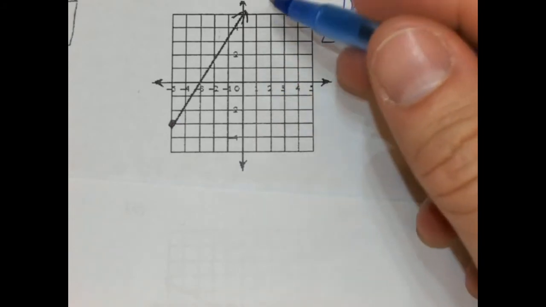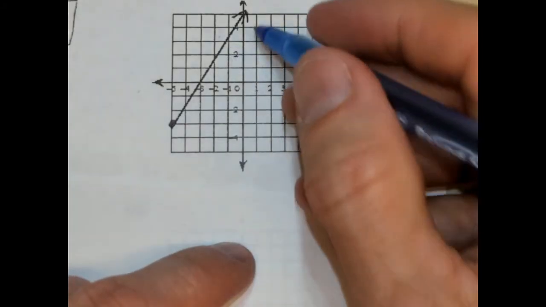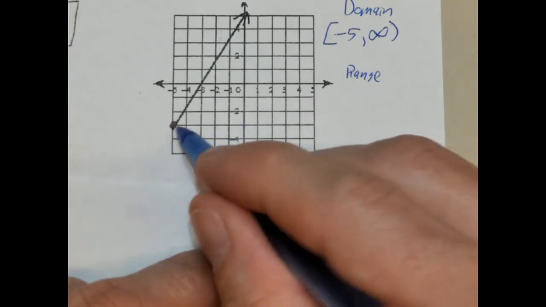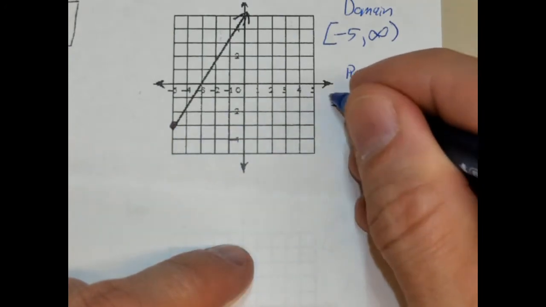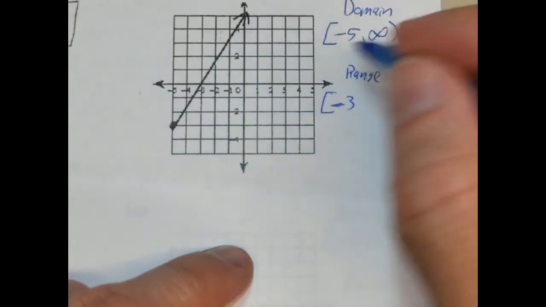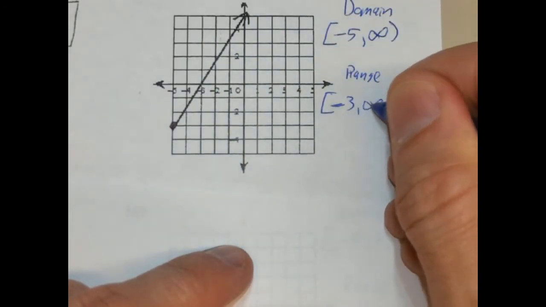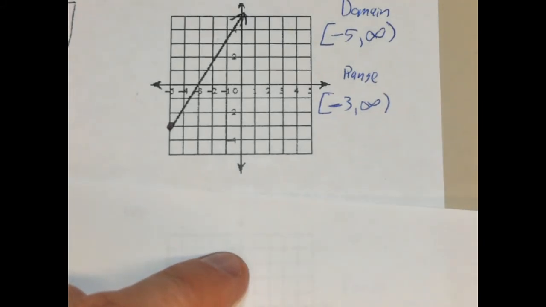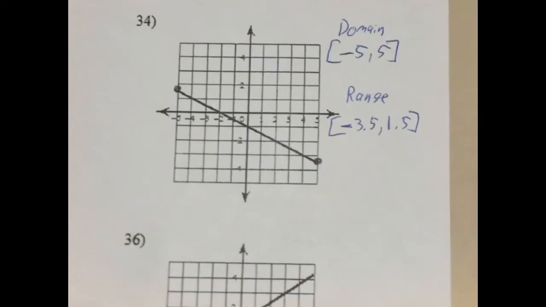Now the range is how much it goes up and down, or the vertical change. The furthest down we're looking at is here, so that's -3, and that's included because it's a filled-in circle. And the y value keeps going up, so it's going to be positive infinity, and that'd be the range. Okay. Let's do one more. Let's do this one down here.